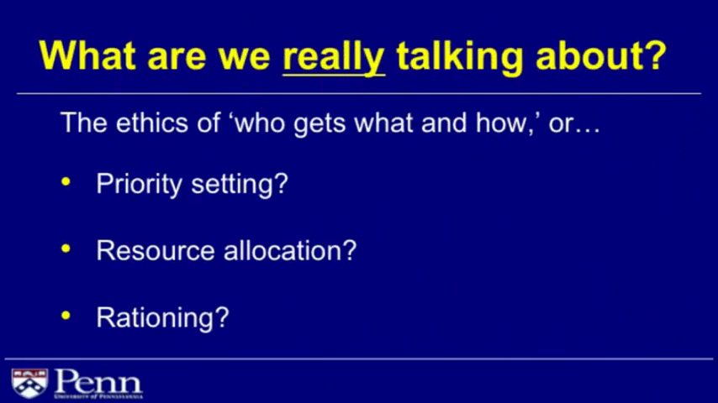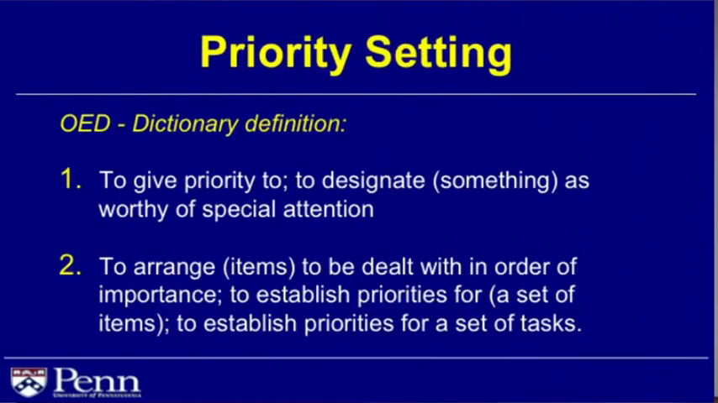A variety of different terms have been used. Priority setting, resource allocation, and rationing. What are the differences between these terms? How are they the same? Well, let's go first to priority setting. The OED, or the Oxford English Dictionary, has the following two definitions.